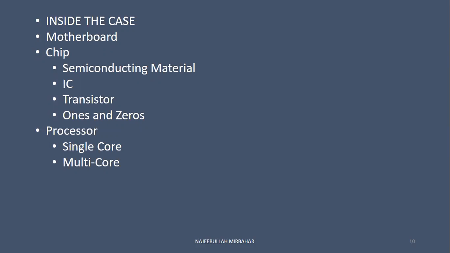All right. So inside the case, the first thing is the motherboard. Motherboard is basically the system board which contains all of the components attached to it. Like on the motherboard we have memory modules. On the motherboard we have storage modules. On the motherboard we have the hard disk attached. We have monitors, monitor wires attached. We have external and peripheral devices attached.